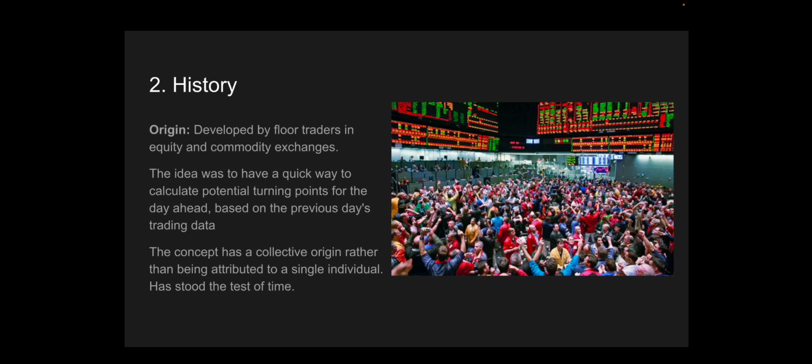So the pivots come out of that. And the reason that they have so much validity and they've stood the test of time is because of that. It wasn't some bullshit marketer who said, I'm going to slap a name onto something and say, here's my secret system. It came from a collective origin across decades of thousands, if not tens of thousands of different traders all using them.